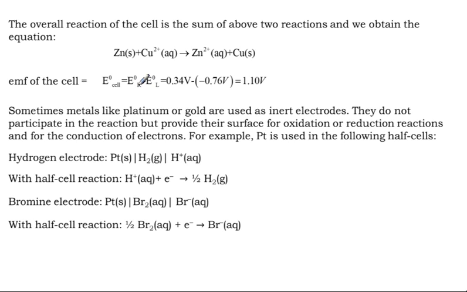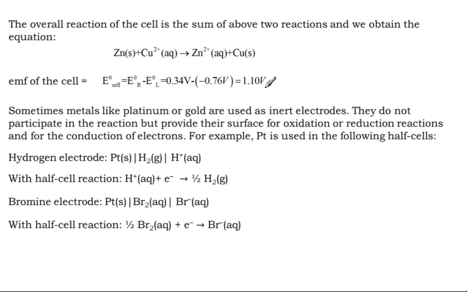EMF is the right side potential or reduction potential minus the oxidation potential. 0.34 volt is the reduction potential of copper, and minus 0.76 volt is the reduction potential of the anode. So actually it is favored for oxidation. So minus of minus 0.76 is nothing but the oxidation potential of Zn. Adding both, we get 1.10 volt. This is the expected value from the standard Daniell cell.